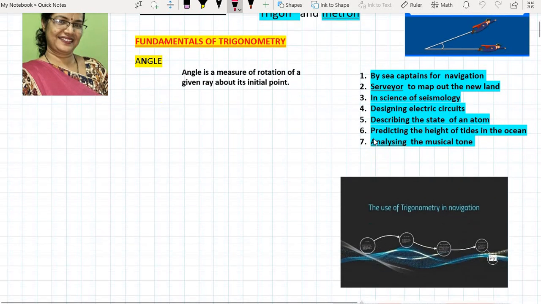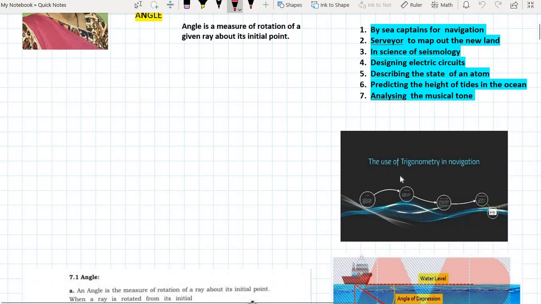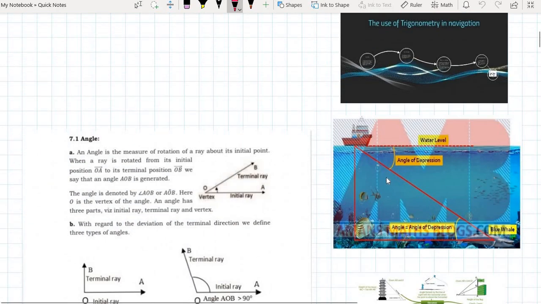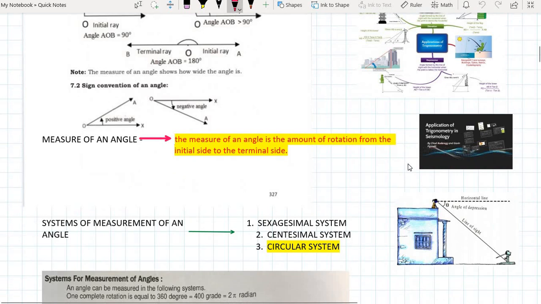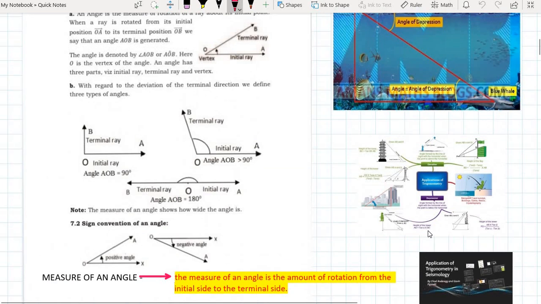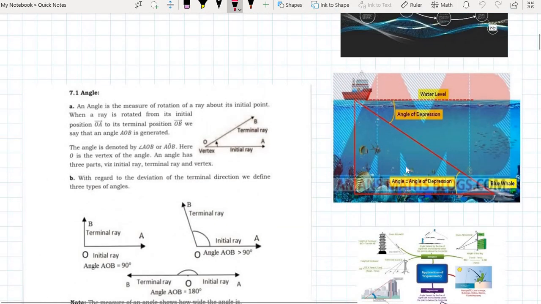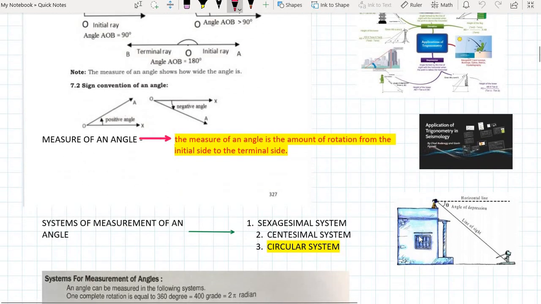It is used in the science of seismology. It is used in navigation. It is used in marine zoology, and many more. You can use trigonometry to measure the height of a tree or the height of a building without measuring the actual height. So you can calculate the height of the building or tree using trigonometry. Okay.